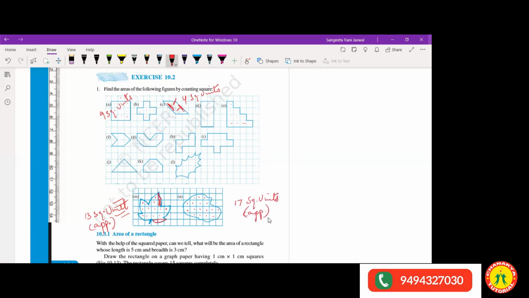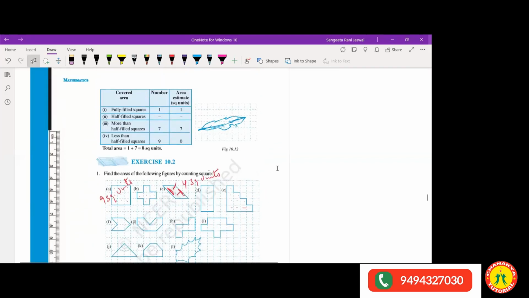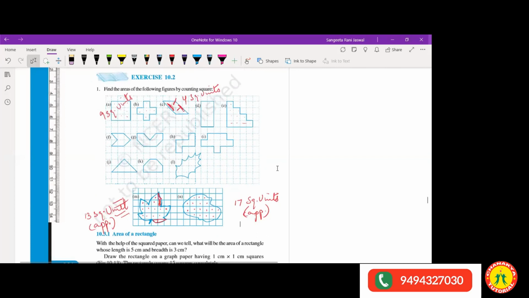Any doubts in this? No, ma'am. Ma'am, what about the L1? Which one? L1, here, this one you are asking. Same way we will do this also. Count the complete squares first.